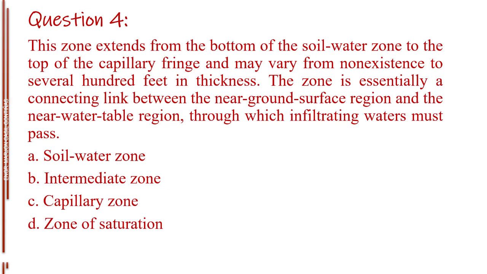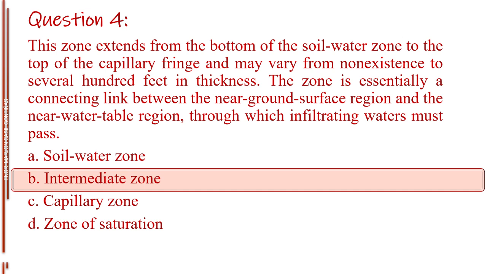Question number 4. This zone extends from the bottom of the soil water zone to the top of the capillary fringe and may vary from non-existence to several hundred feet in thickness. The zone is essentially a connecting link between the near ground surface region and the near water table region, through which infiltrating waters must pass. Letter A, soil water zone. Letter B, intermediate zone. Letter C, capillary zone. Letter D, zone of saturation. The answer is letter B, intermediate zone.